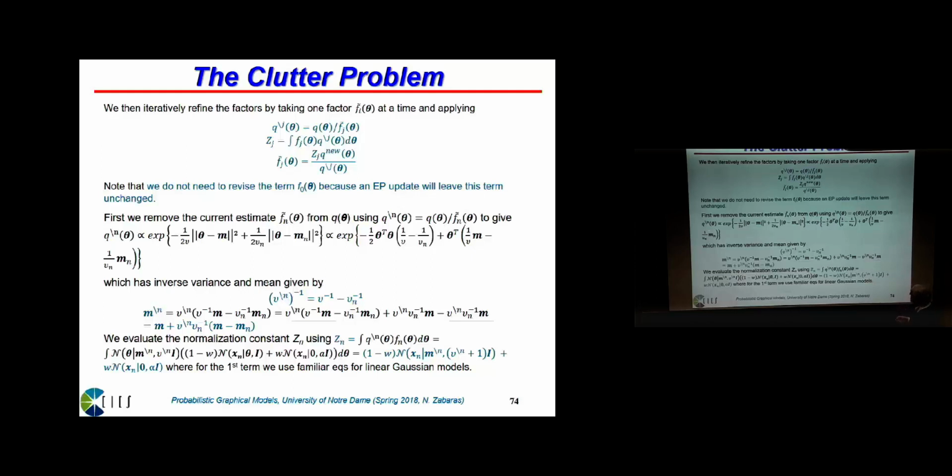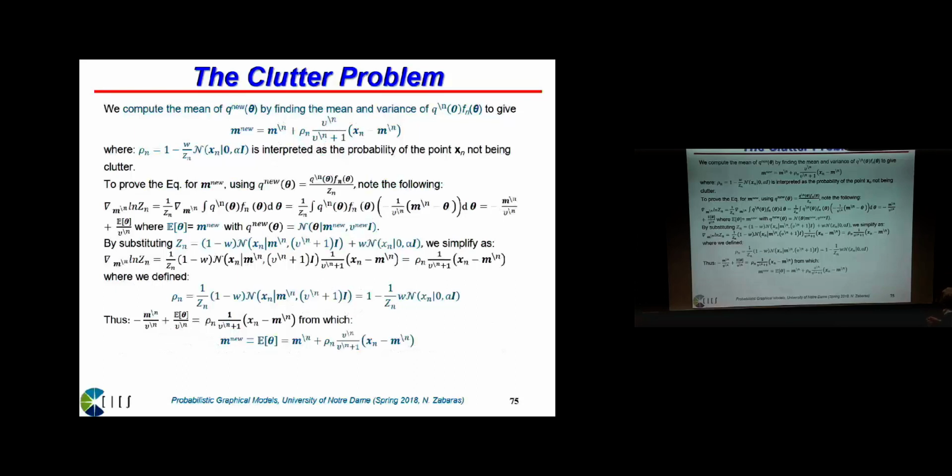So if you compute first the cavity distribution, it comes to be Gaussian-like. This is the inverse variance, this is the precision, how it looks like. This is the mean. The normalization factor you can compute as well. And then you have to update Q new, okay? And you can show actually the updates of Q new. I'm looking at factor n here, so the updates of Q new look the way that you see them here.